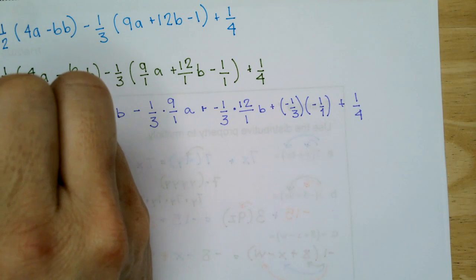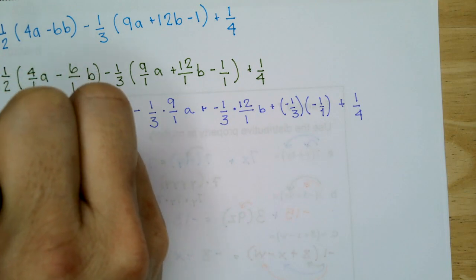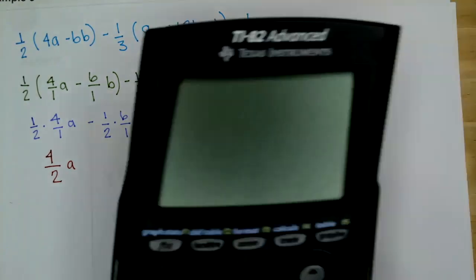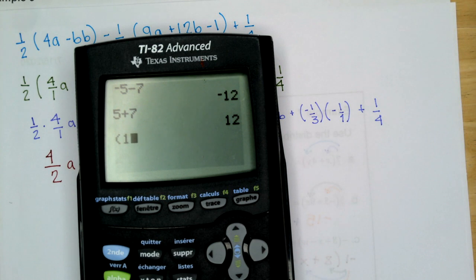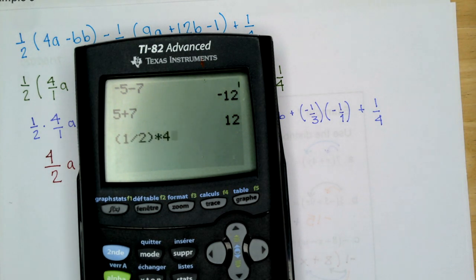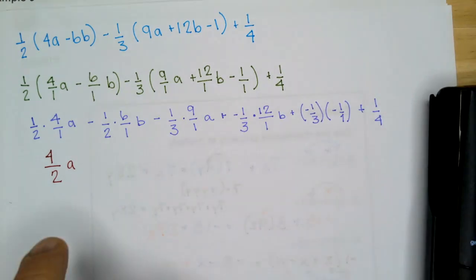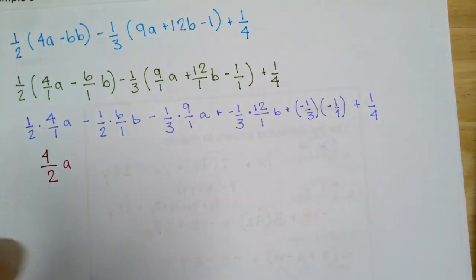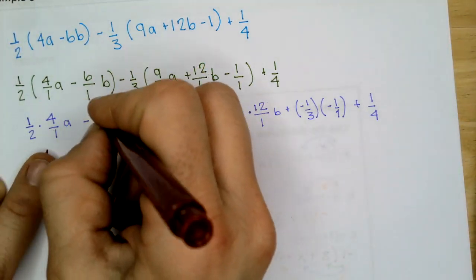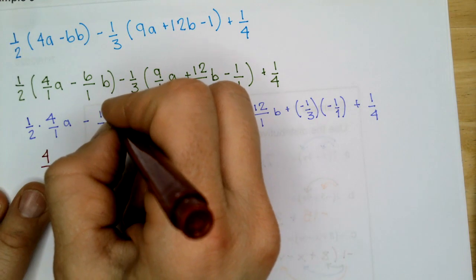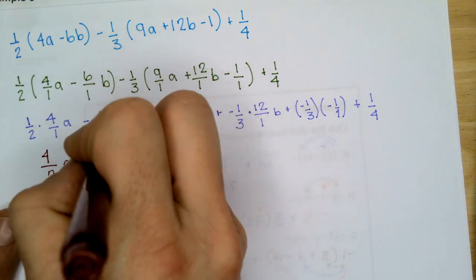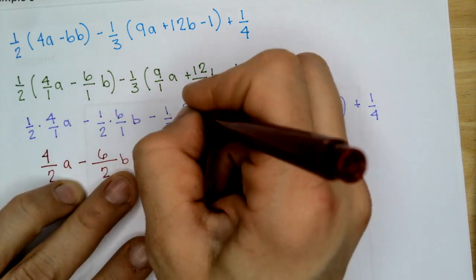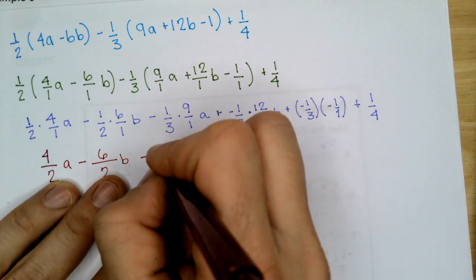1 times 4 is 4, 2 times 1 is 2. So all of that to say that 1/2 times 4, which you're also welcome to do in your calculator, is 4 over 2, because 4 divided by 2 is 2, okay? Here we have a negative 1/2 times 6 over 1, so that's a minus. 1 times 6 is 6, 2 times 1 is 2. Can I keep that minus? 1 times 9 is 9, 3 times 1 is 3.